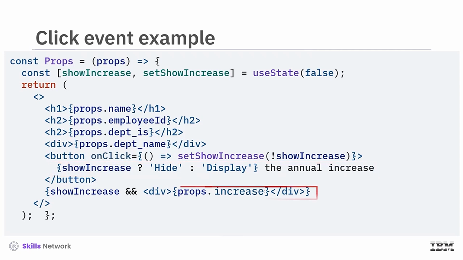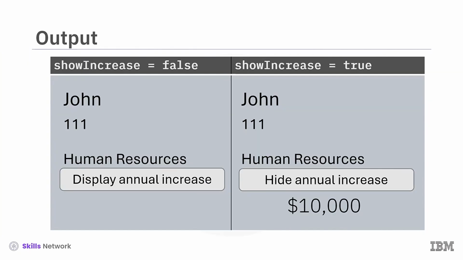The component uses the conditional double AND expression for conditional rendering. If showIncrease is true, the yearly increase information displays within a div element. Otherwise, the component does not display this value. This image shows the output of this code. You can see that when the showIncrease Boolean value is false, the increase amount is not displayed. When the user clicks, the button label changes, and the UI displays the value of the increase attribute.